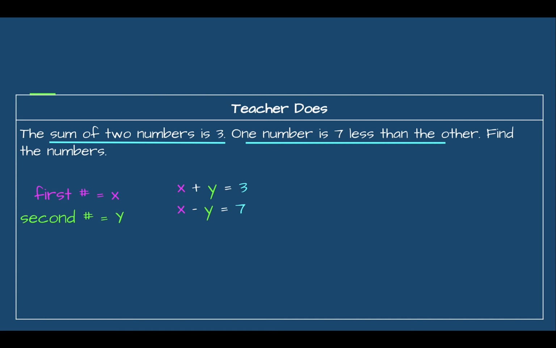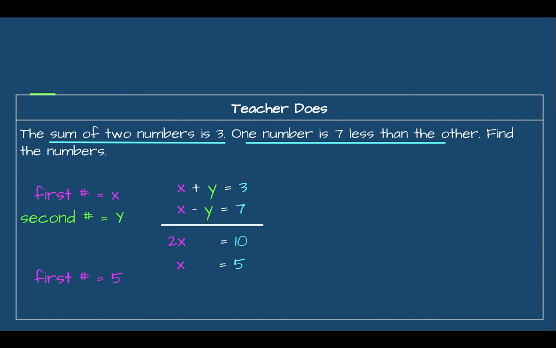This particular system is set up perfectly for elimination. And in fact, our y's are already opposites of each other. So all we need to do is add them together. I would end up with 2x equals 10 because y got eliminated, which means x is 5. So my first number is 5.